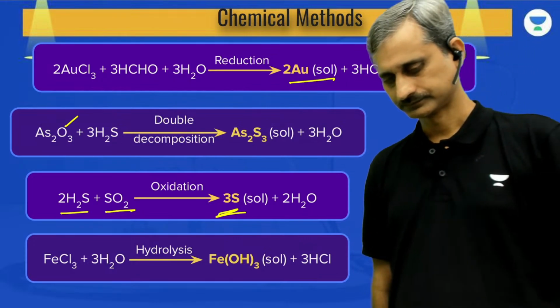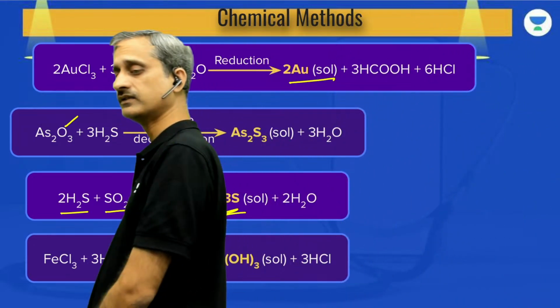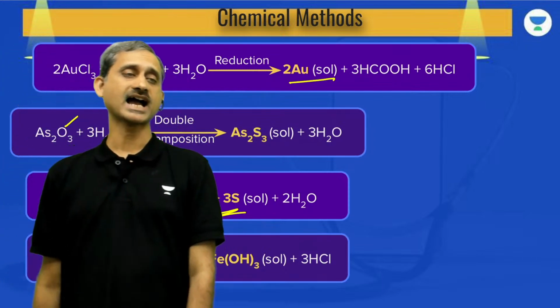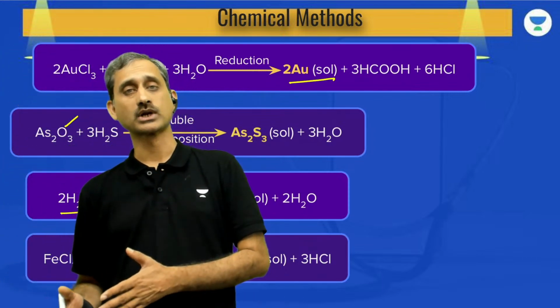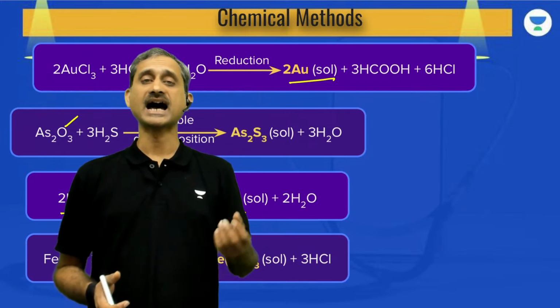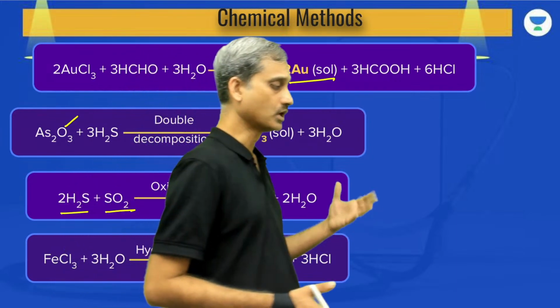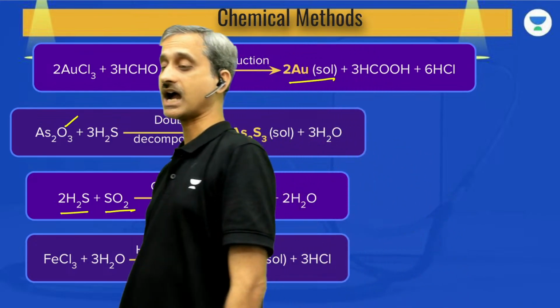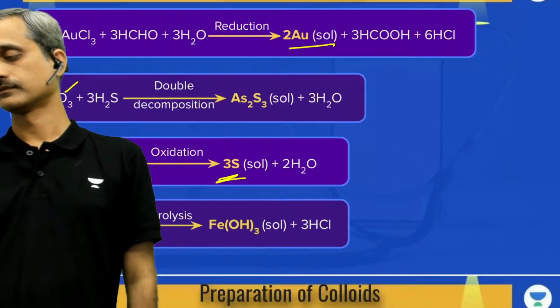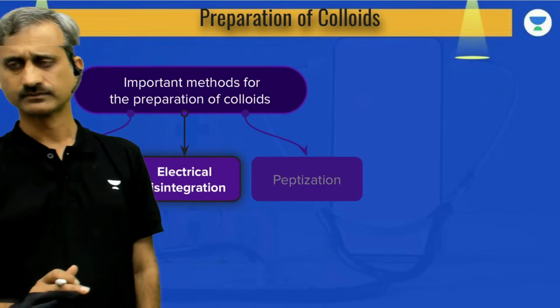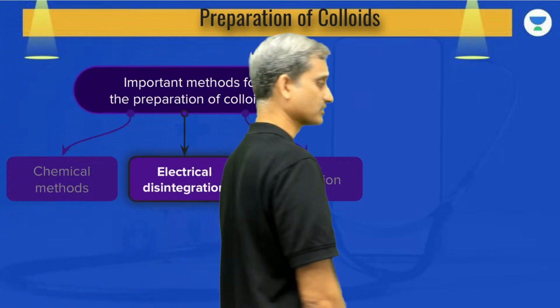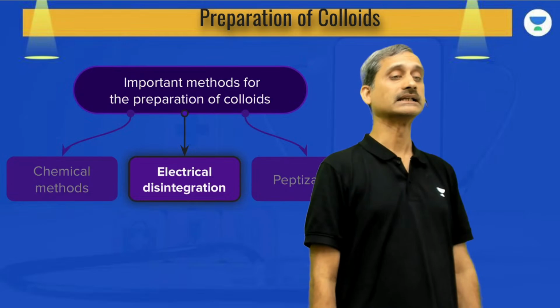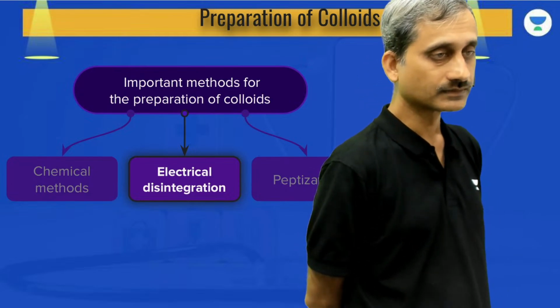Okay. And then we could have a simple hydrolysis reaction, like with ferric chloride. We add ferric chloride dropwise into boiling water, which leads to hydrolysis and gives ferric hydroxide sol. So these are the chemical reactions. And then we have another method, which is called electrical disintegration.